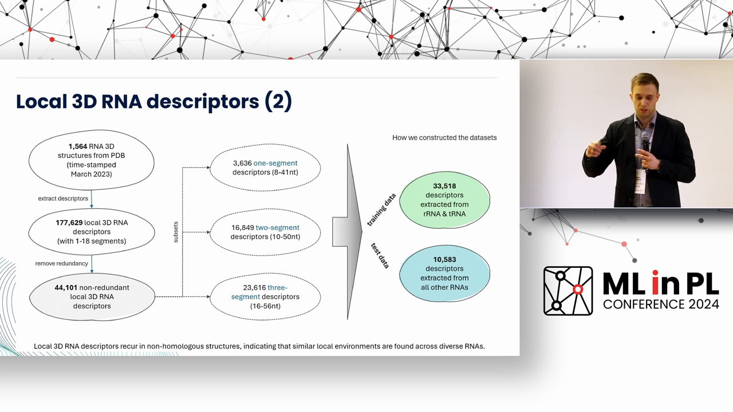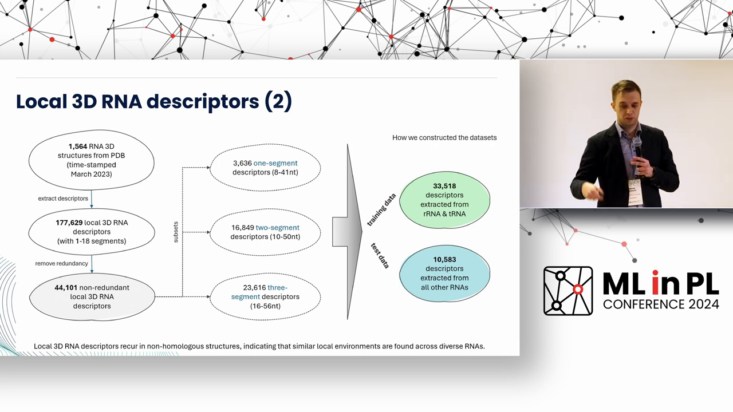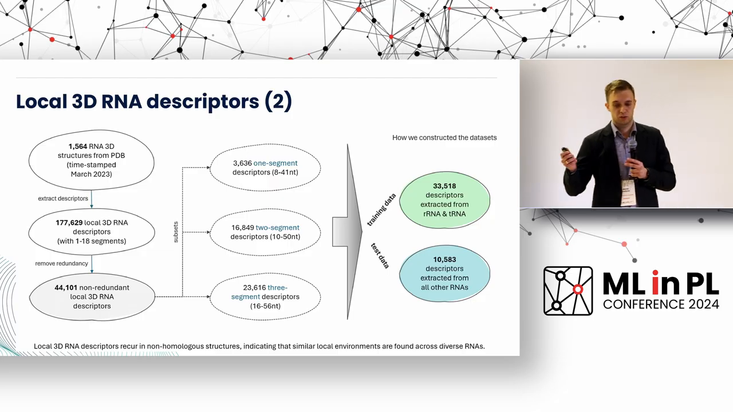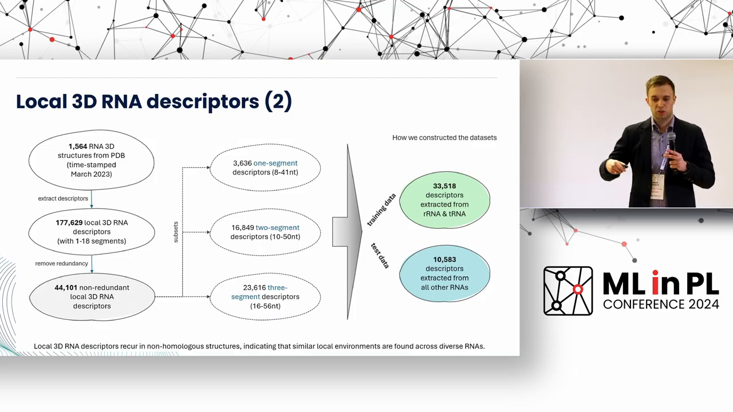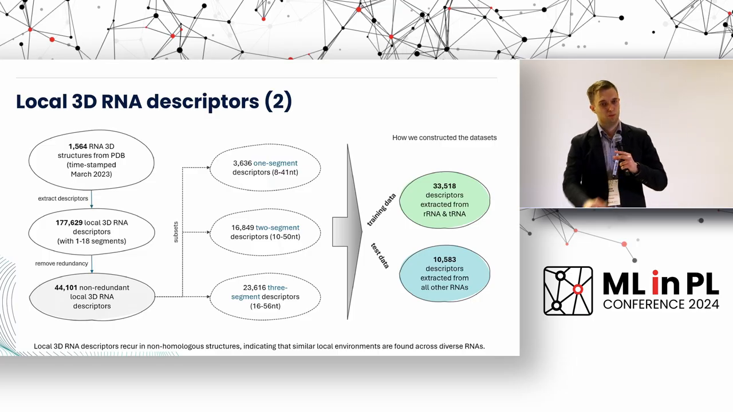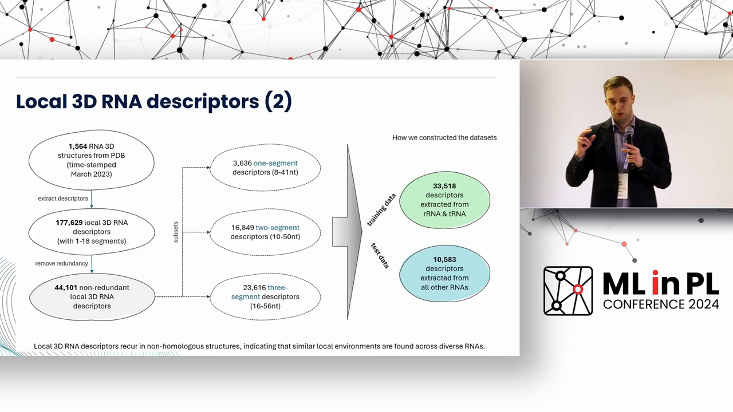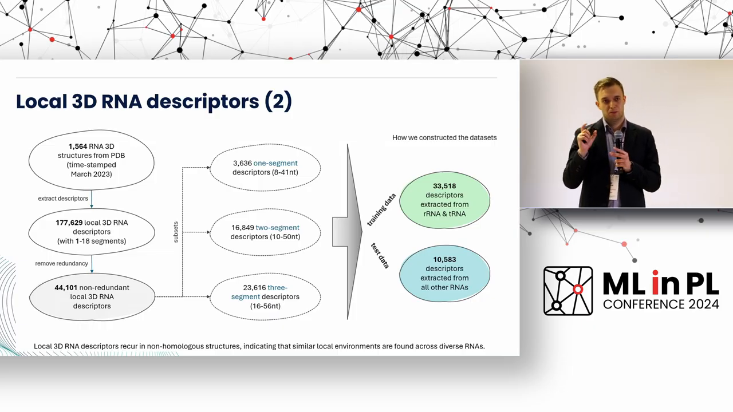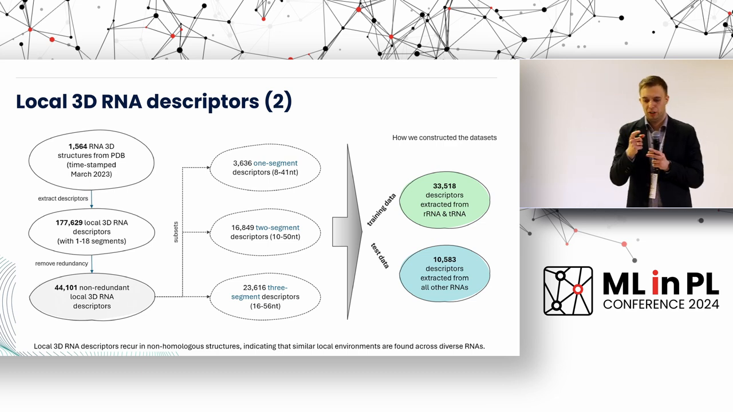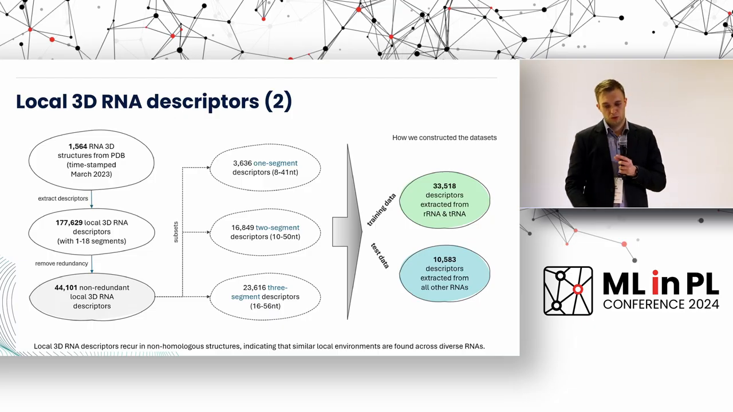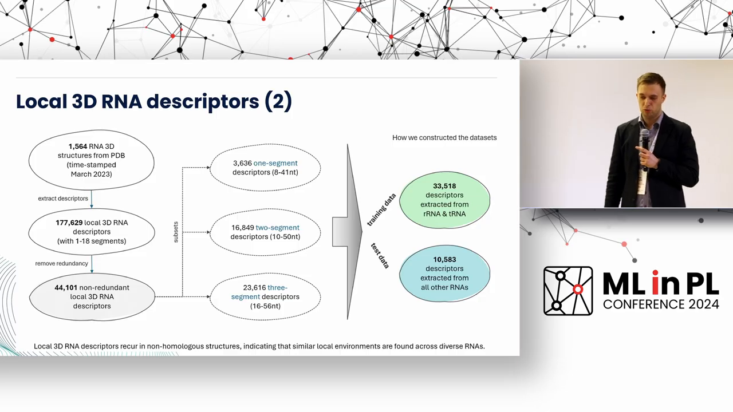So here is our data workflow. At the moment when we started working on that, we had about 1,500 non-redundant structures. We extracted those descriptors in the way that I presented in the previous slide, and we got almost 180,000 descriptors. But many of them were redundant, and this redundancy comes from the fact that with smaller substructures, it quite often happens that a certain part is almost identical in many structures. So we had to do spatial alignment and remove the redundancy. We ended up with 44,000 substructures.